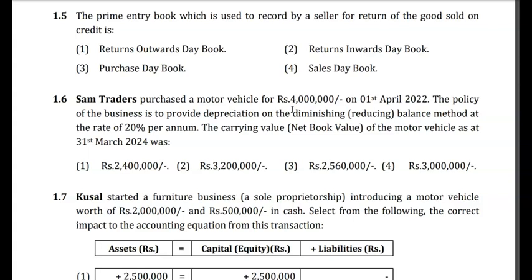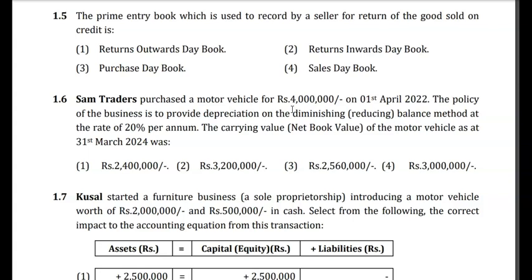Returns inwards day book. That means that is the book for the returns received from the customers by the seller. That is inwards, coming from outside to inside. Outside will be your customers, and the goods are coming back to the seller inside. So the seller will record these returns of goods sold on credit in the returns inwards day book.